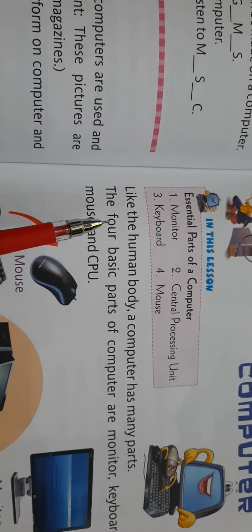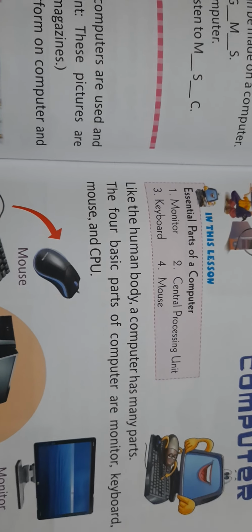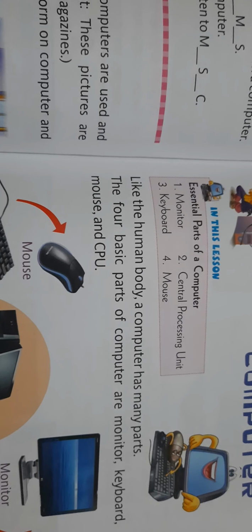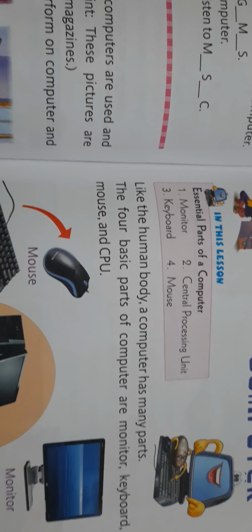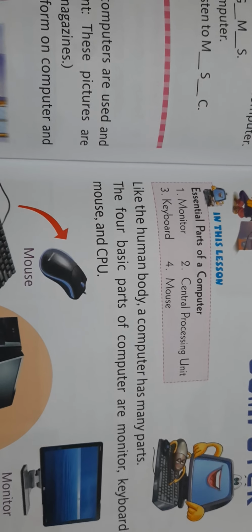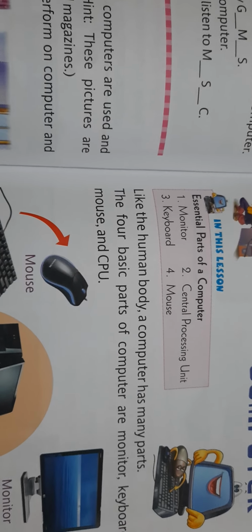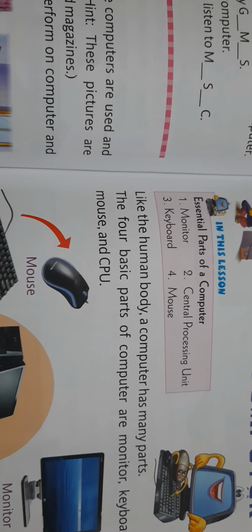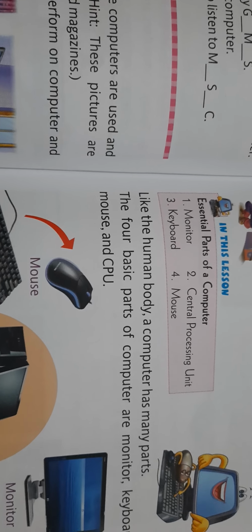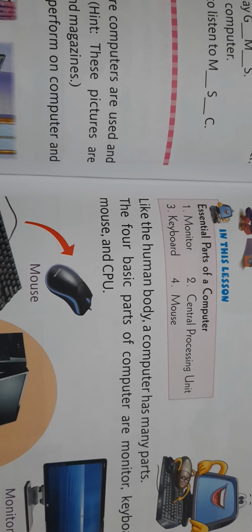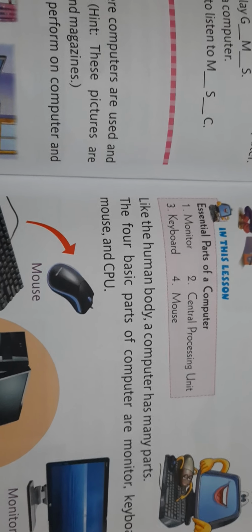Let's start the chapter. Like the human body, a computer has many parts. You know that there are many parts of your body which help you to function properly, like your eyes, hands, nose, and many other parts. And each part has a specific function, dear children. Just like that, a computer has many parts, and there is a specific function of each part of the computer. They are designed and made for a specific function. What all their functions are, we will study.